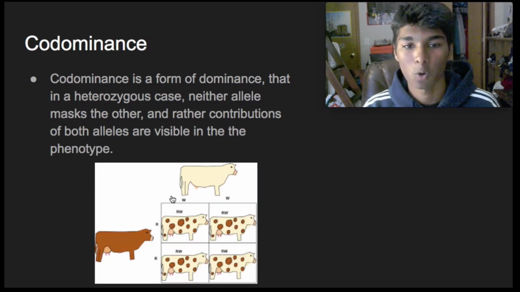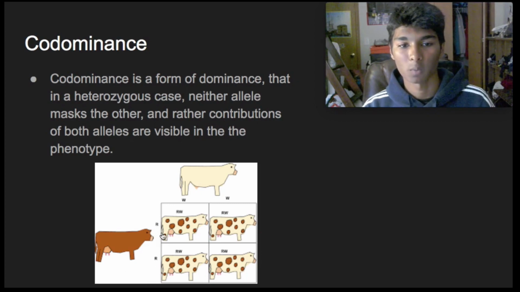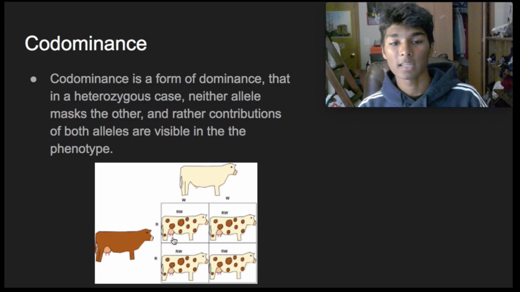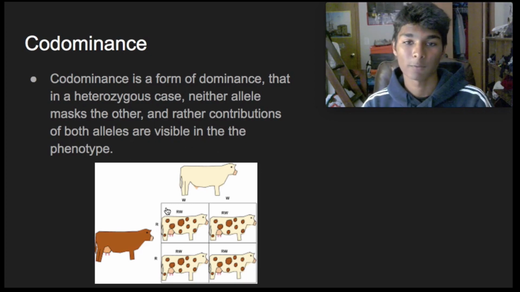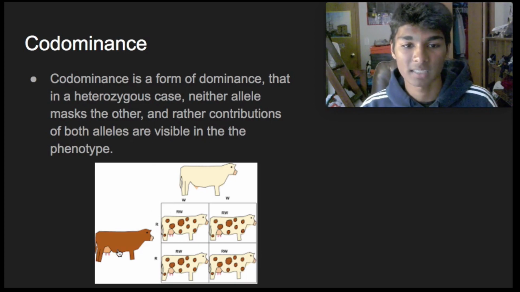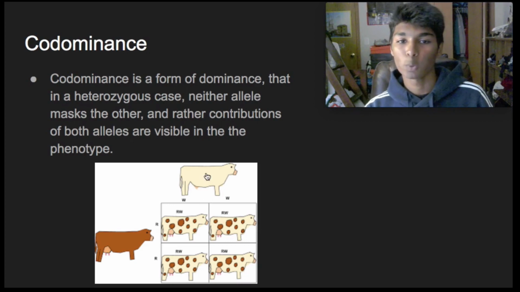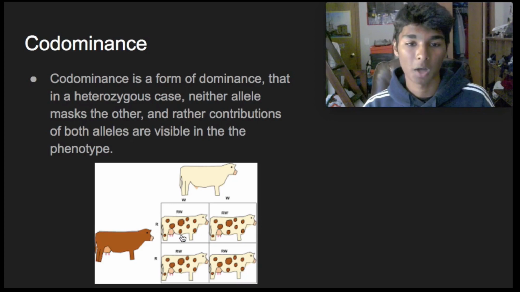So here we have a homozygous white cow being crossed with a homozygous brown cow, and in the offspring, you'll notice that both brown and white are visible. So both alleles are visible in the phenotype. And this is really important to notice, the difference between codominance and incomplete dominance. Because in incomplete dominance, you would have seen the brown and white mix, and you wouldn't see either the brown or the white in the offspring. However, in codominance, you can see both of them, scattered, as you can see the brown spots on the white cow.